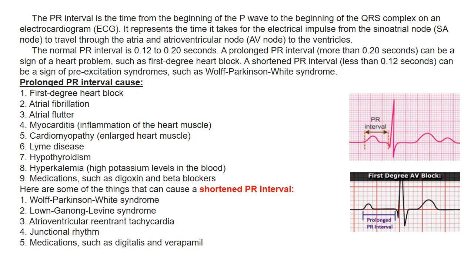Here are some of the things that can cause a shortened PR interval. 1. Wolff-Parkinson-White syndrome. 2. Lown-Ganong-Levine syndrome. 3. Atrioventricular reentrant tachycardia. 4. Junctional rhythm. 5. Medications, such as digitalis and verapamil.